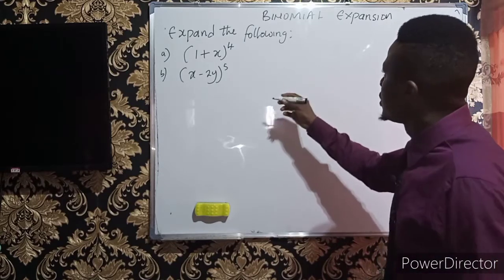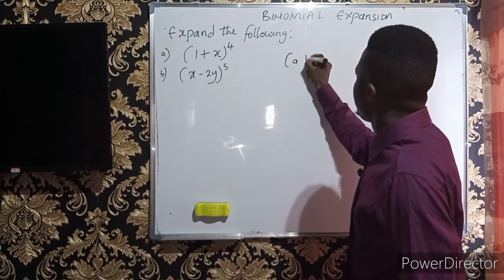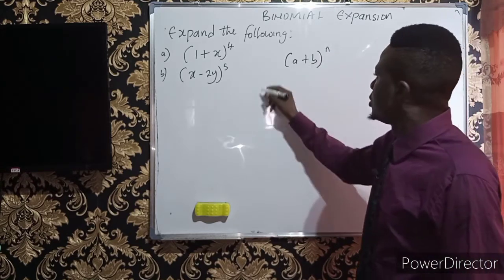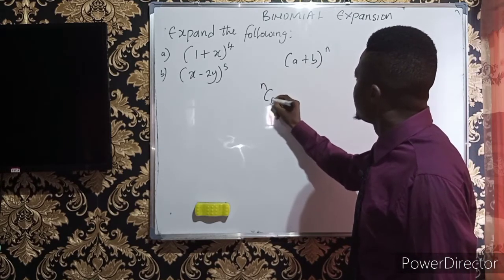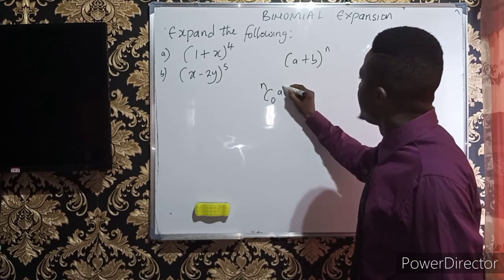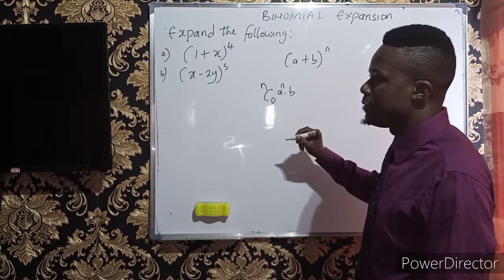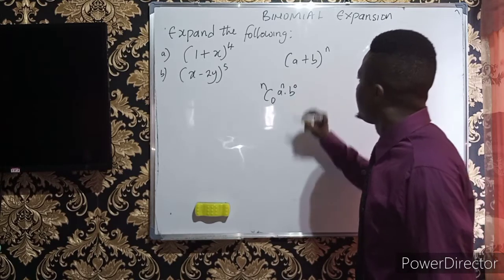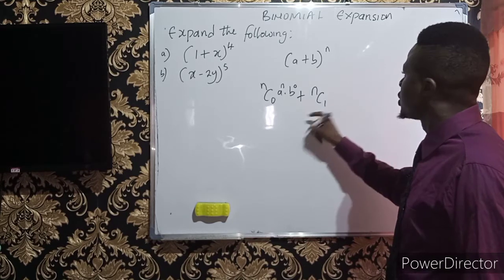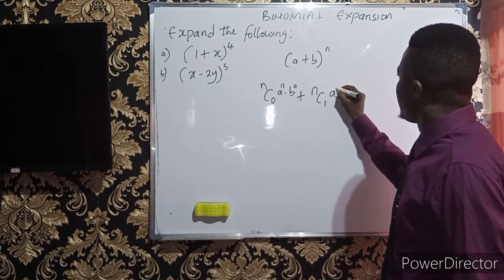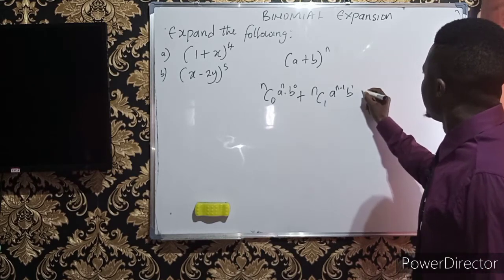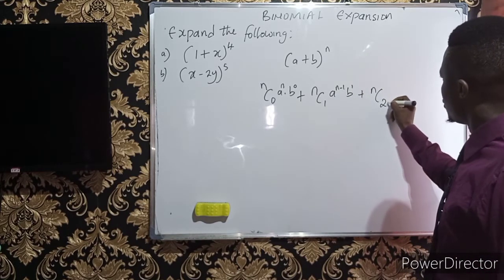Now, before I solve this question, let's assume we have (a + b) to the power of n, and we are to expand this. Just call it n combination 0, a, b. The power here becomes n: a has the power of n, while b has the power of 0. Plus, you move again to n combination 1, a with a power of n minus 1, b with a power of 1, plus n combination 2.